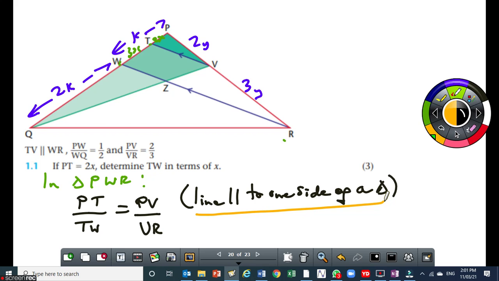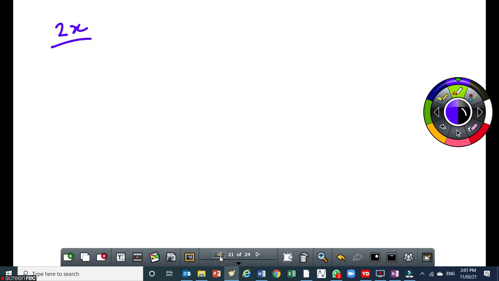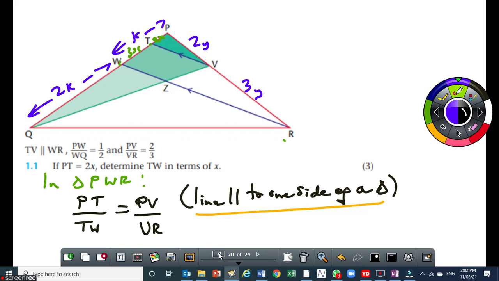Then on the next page now, since PT is 2x, I need to find TW. The good thing is I know that PV is equal to 2y and VR is equal to 3y. So I'll write my PT is 2x over TW is equal to 2y over 3y.